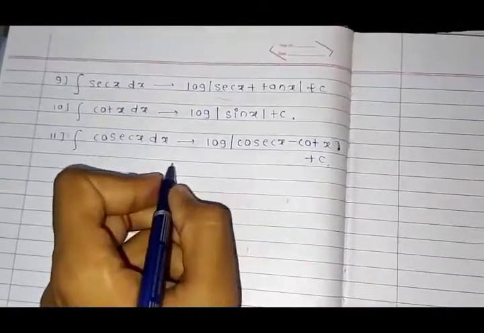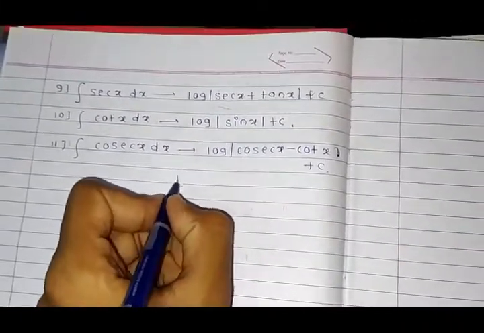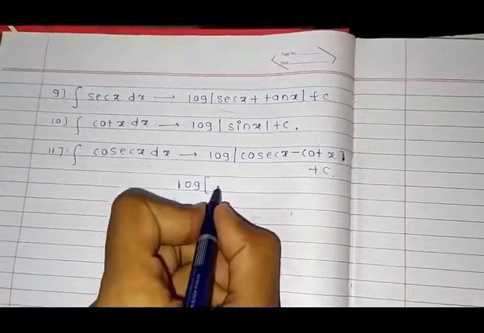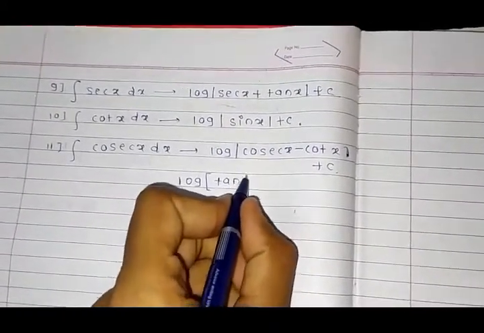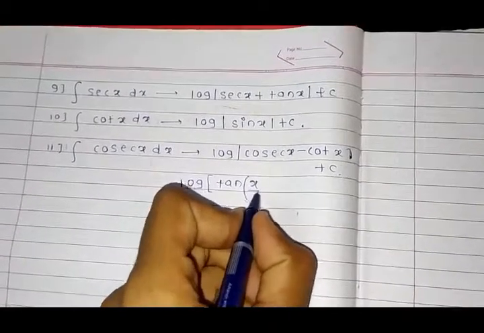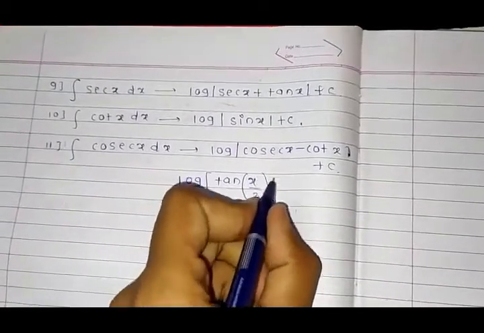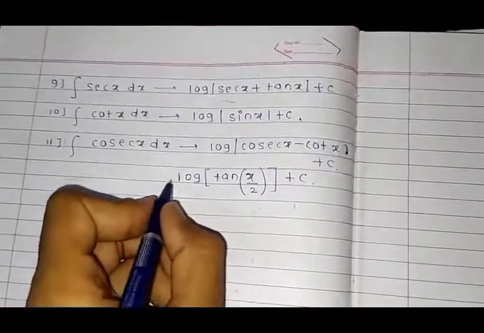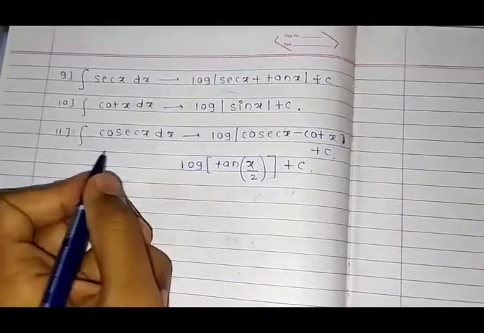Another form is log of tan of the half angle, x by 2, plus c. It is another integration of cosec x.